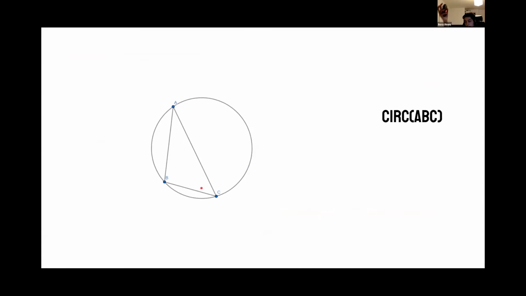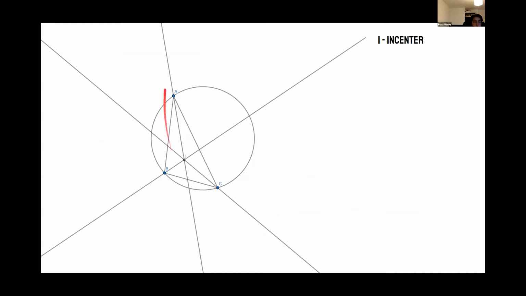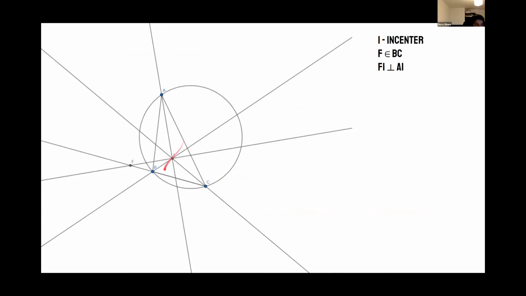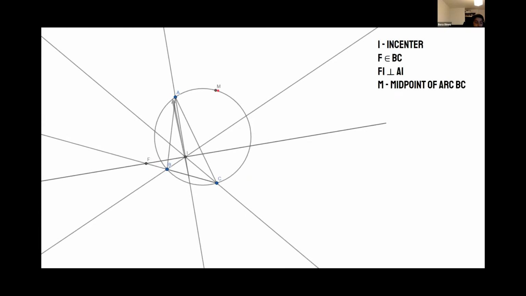So now let's start the problem. We start with the circumcircle of ABC. Then we introduce I, the incenter of this triangle ABC, and then we introduce F, which is the intersection of BC with the perpendicular to AI through I. So FI will be perpendicular to AI, and F will also be on BC. Then we introduce M, the midpoint of the arc BC containing A, so the larger arc.